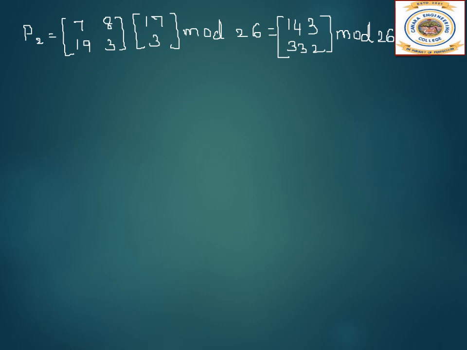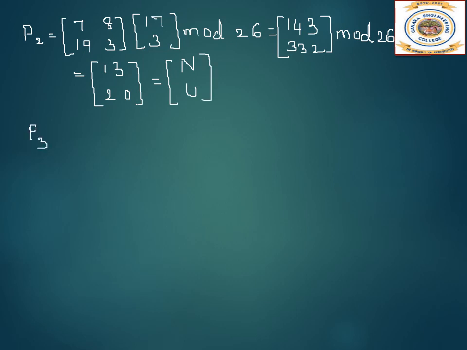So what do we get now? We have to do the modulus operation. So 143 mod 26 we get as 13. 332 mod 26 we get as 20. Now the alphabet equivalent of this will be N and U. We will come to the next step.